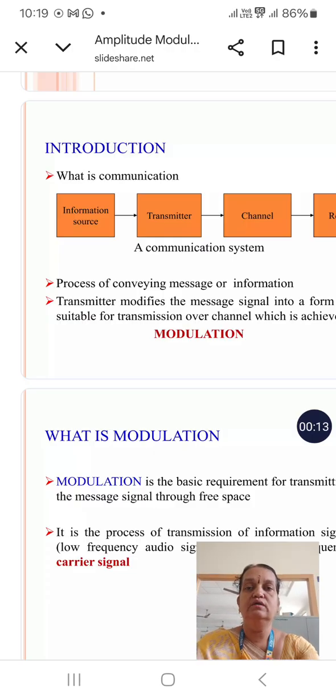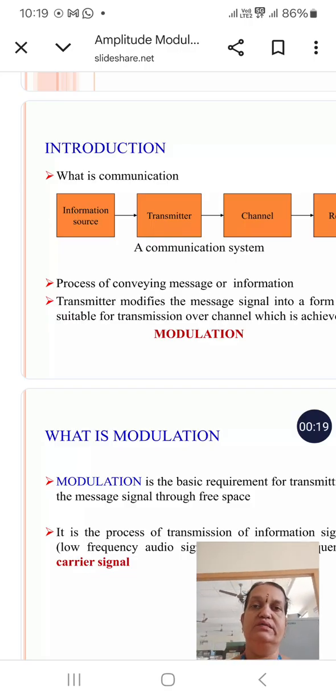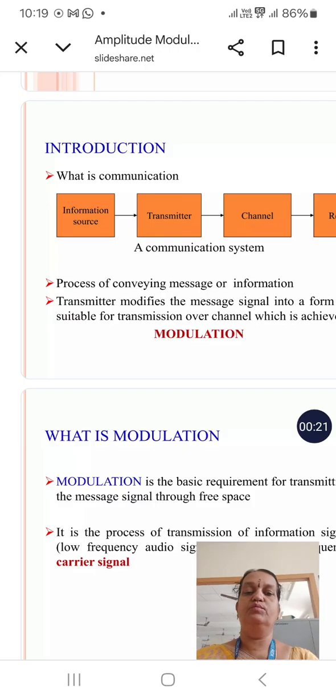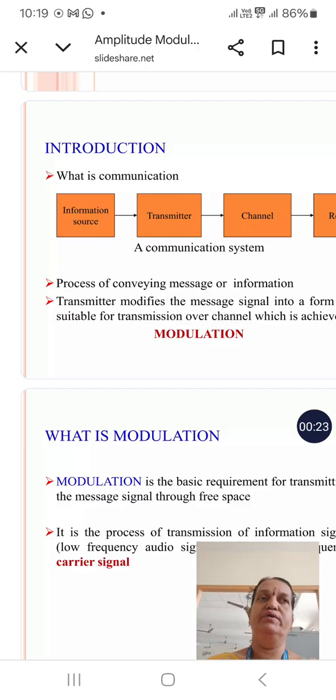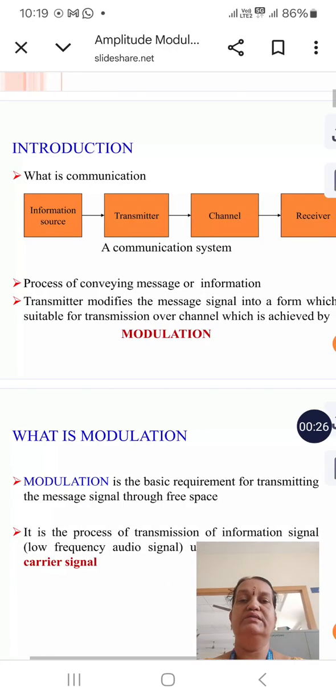Very good morning. Today we'll see about analog communication systems. In this basic introduction, we'll cover what is communication and amplitude modulation.